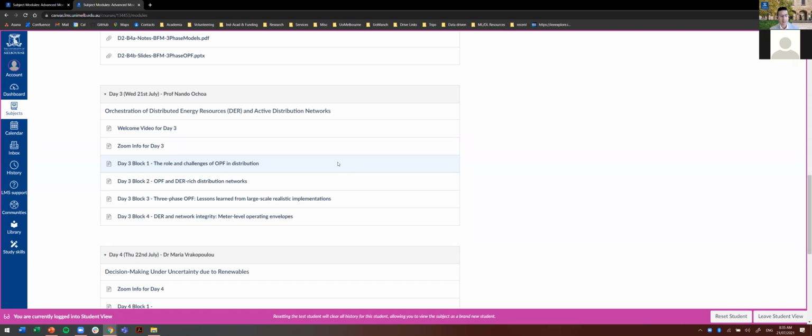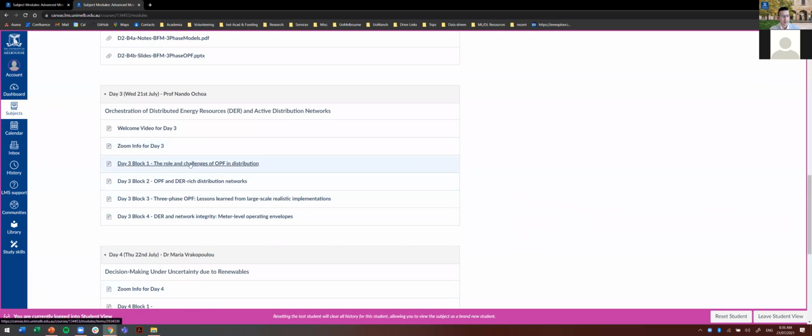And then we're going to finalize the day with DER and network integrity, meter-level operating envelopes. I saw there was one question, I think it was yesterday, about operating envelopes and OPF. Well, there you go. That's your answer for that person that asked, and we will discuss all those aspects. All right, so let's start today.